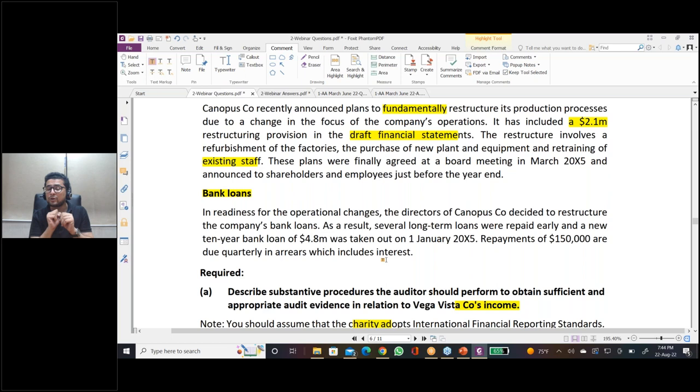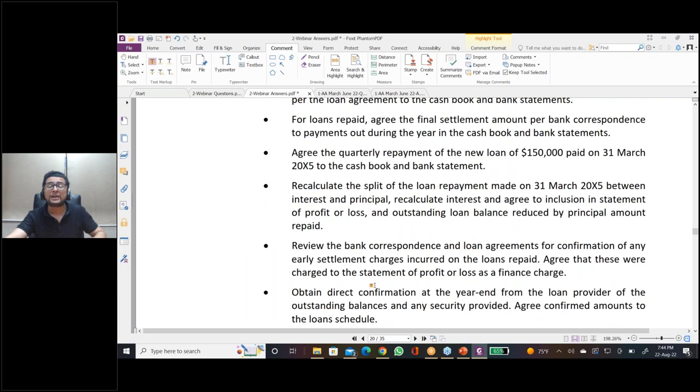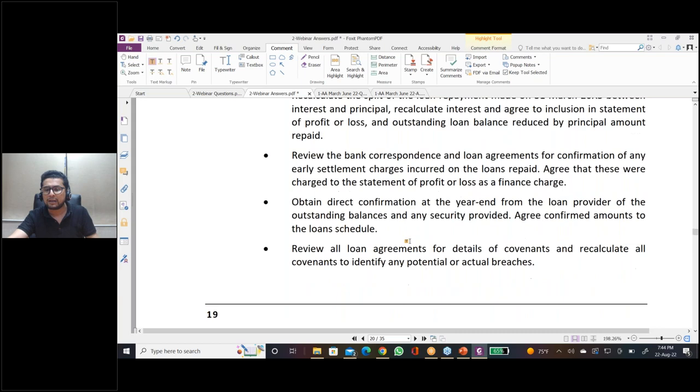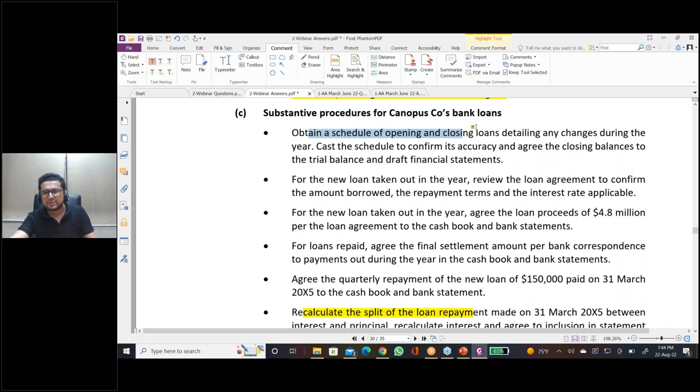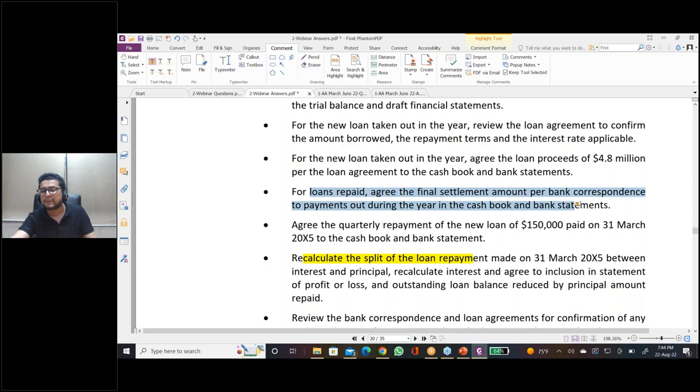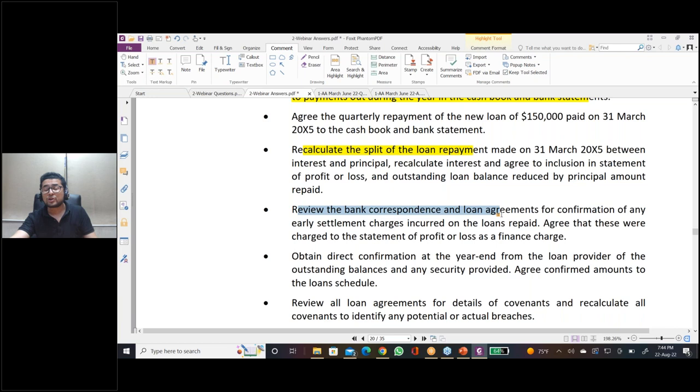It's about getting the breakdown, obtaining the schedule, opening balances, loans paid off during the year, agreeing it with the trial balance and the year-end statement of financial position. You need to review and understand the loan agreement. You need to review the disclosures to make sure that they have completely disclosed everything. You might want to recalculate the finance cost in accordance with the loan agreement. So this is about the disclosures, the split of the loan, and the schedule. Whatever amount was repaid during the year, make sure it is in line with the bank statement and cash day book. Review the bank statement or the bank correspondence. Maybe there's some kind of dispute or any penalty or something.